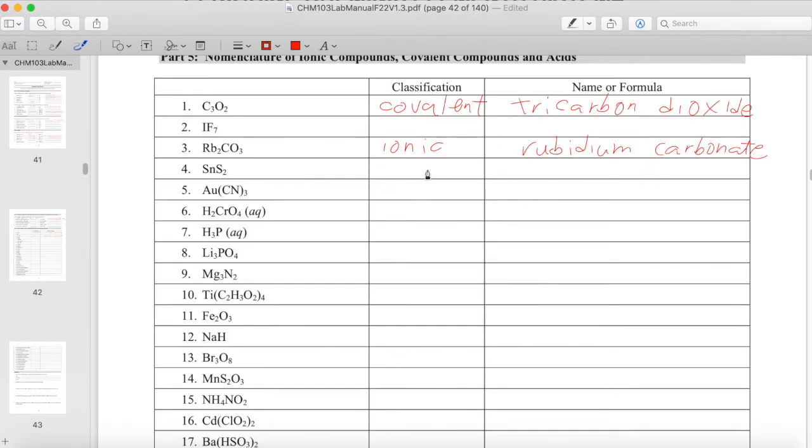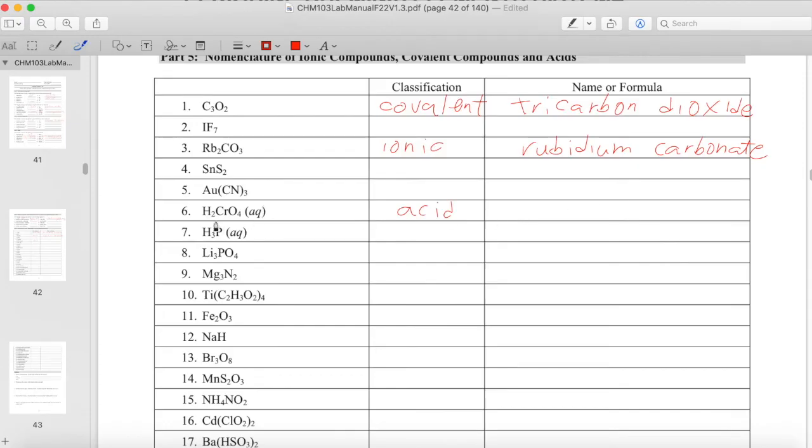Now sprinkled in here we have a few acids. So for example here you can see if it starts with a hydrogen, chances are it's an acid of some sort. They've helpfully written an aq after each of them to show that these are dissolved in water, and for something to act as an acid it needs to be dissolved in water, so that kind of gives it away. So for example, you have to look up the name of this polyatomic ion, and then first of all, recognize this as an acid and name this accordingly.